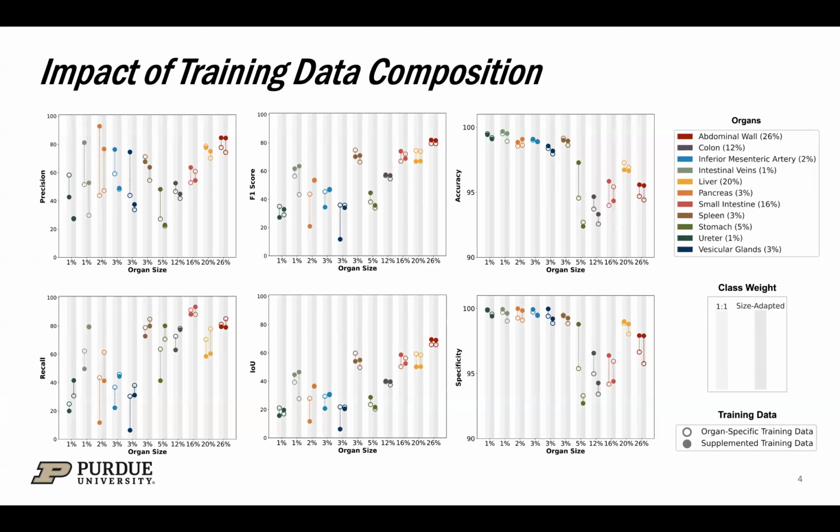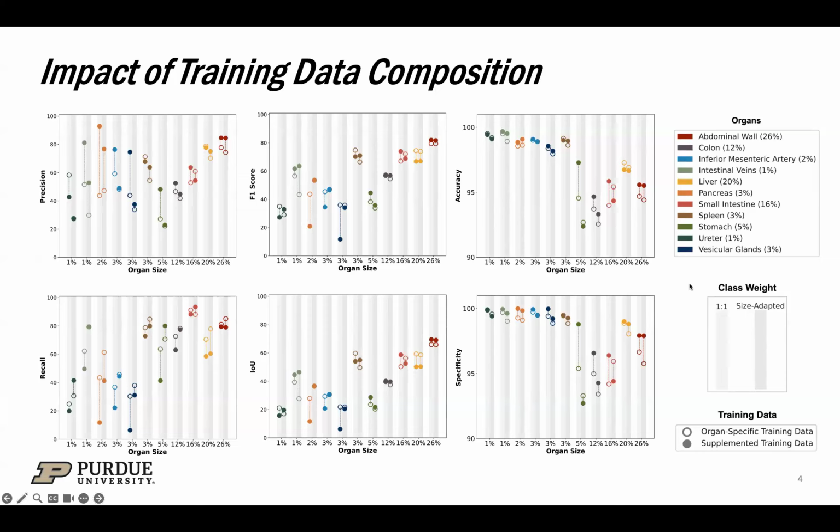So here is the impact of the training data composition. The hollow dots represent the performance on the organ-specific data. We will notice that the solid dots drop as we increase from a lower level to a higher level, which represent the accuracy, specificity, and also the precision. That shows the impact of the training data composition.